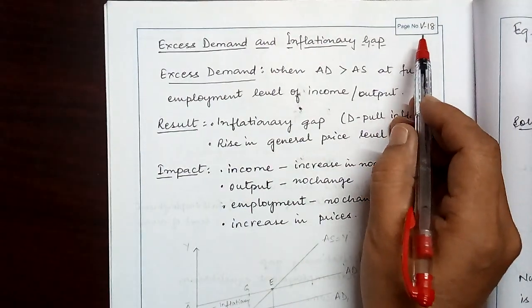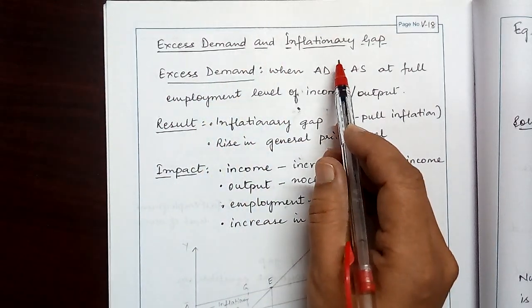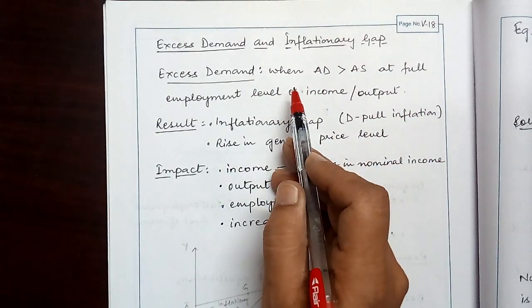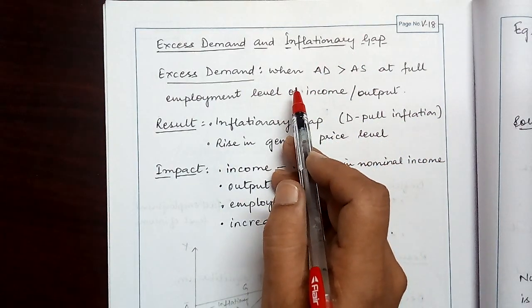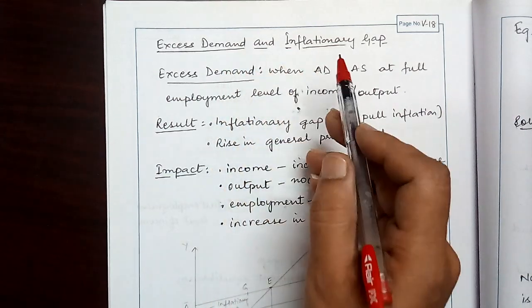In our video number 18, we are going to discuss excess demand and inflationary gap. In the previous video number 17, we discussed deficient demand and the deflationary gap. Here, we will learn about excess demand and inflationary gap.